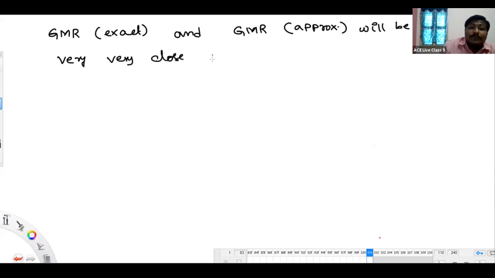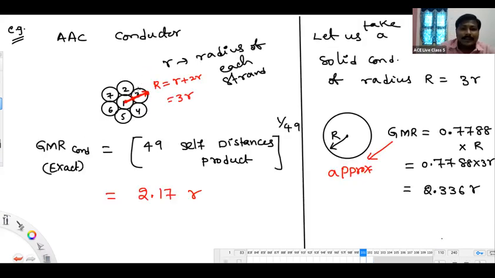They will be very close if the number of layers increases. So another new statement: the number of layers increases. For example, you have taken only one layer. If you add one more layer, you do GMR exact, and you take that as a solid conductor with capital radius equal to 5R, and you calculate GMR approximate, this approximate value will go even closer to the exact, compared to this.